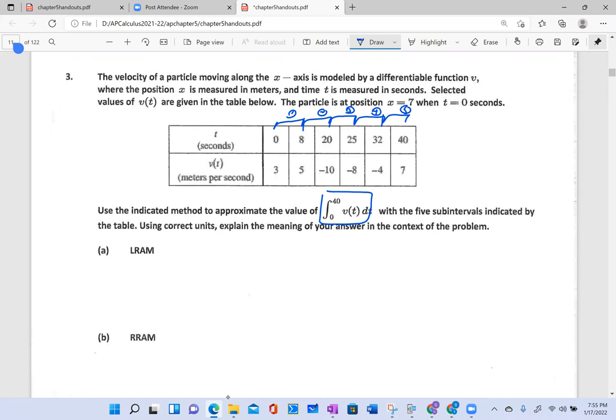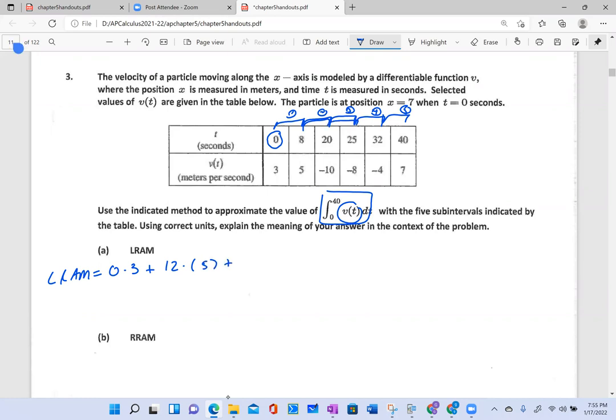So the left rectangular approximation is the difference in the x's, which is 8, times my y value at my left. It's not 8, it's 0. Boy, oh boy. So in this interval, 0 is my left. The velocity when t equals 0 is 3 at that left endpoint. Now in my second interval, 20 minus 8 is 12. Delta x is always positive. Times the left endpoint. So v at 8 is 5.